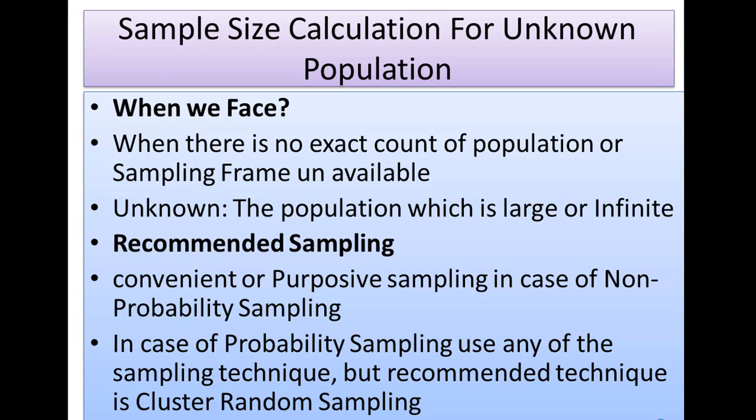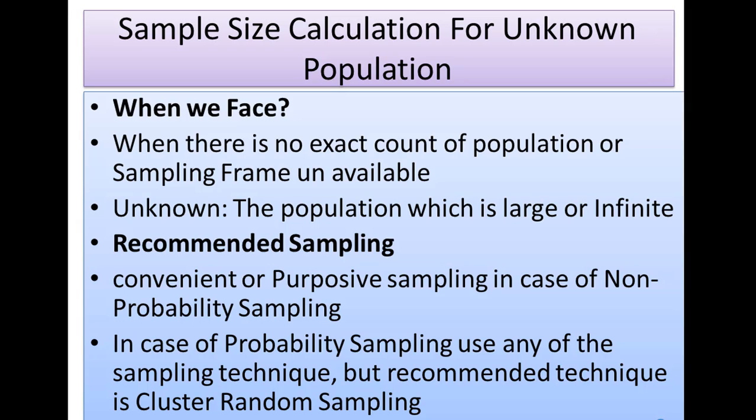Today we are going to discuss a very important topic, which is sample size calculation for an unknown population. When we face this problem, when there is no exact count of the population or the sampling frame is unavailable, what does it mean? It means that when we are going to sample a population, the population is uncountable or infinite. For instance, we are interested in knowing the exact prevalence of drug addicts, and there is no data available. So that is the infinite population.